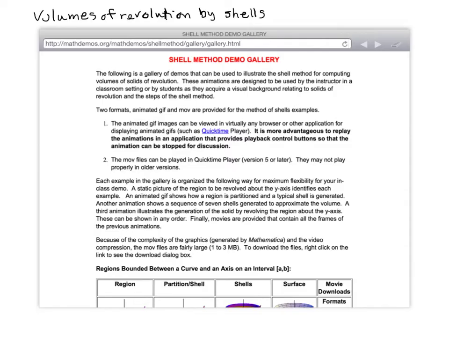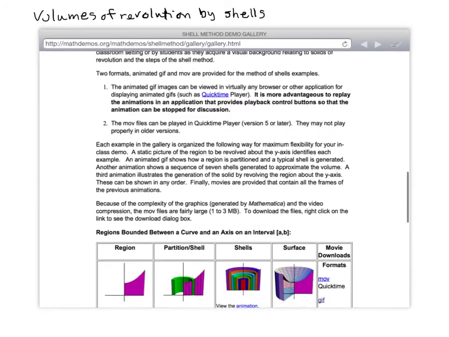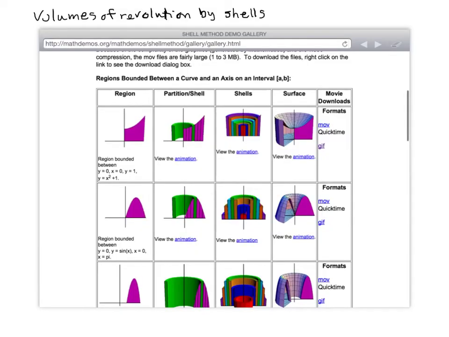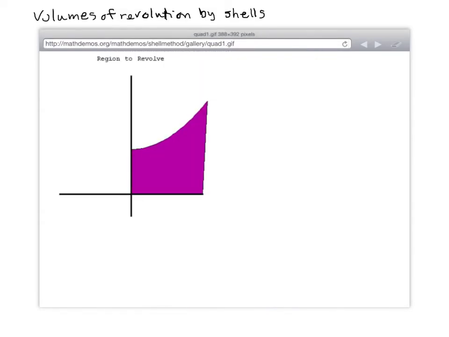So once again, you might want to write down this website, so you can go there again and look at some of these other surfaces. I like it so that you can get an image of what we're doing. So let's just look at this first one.